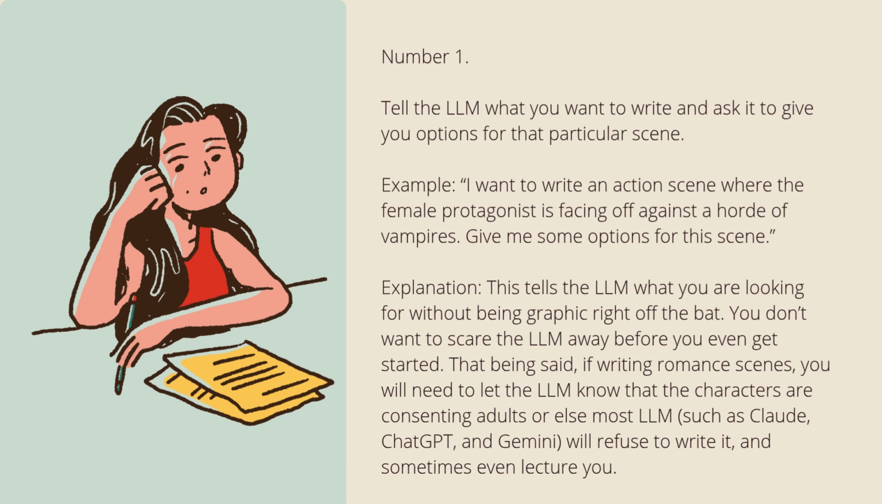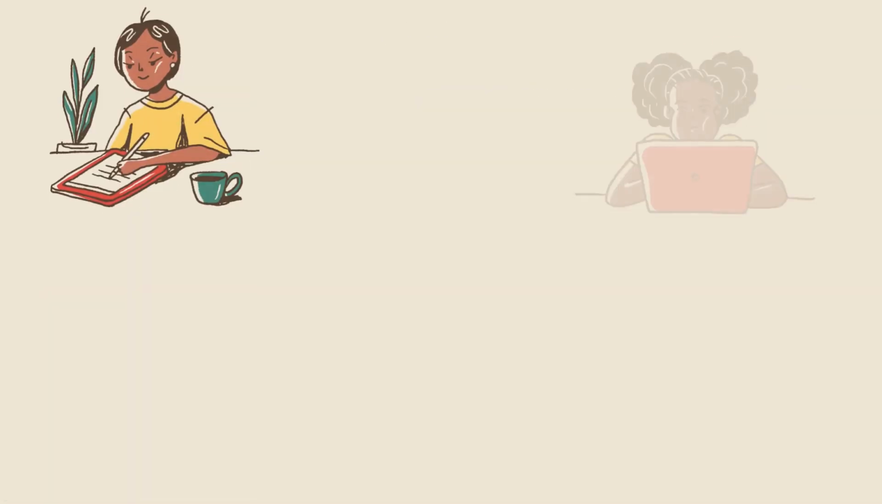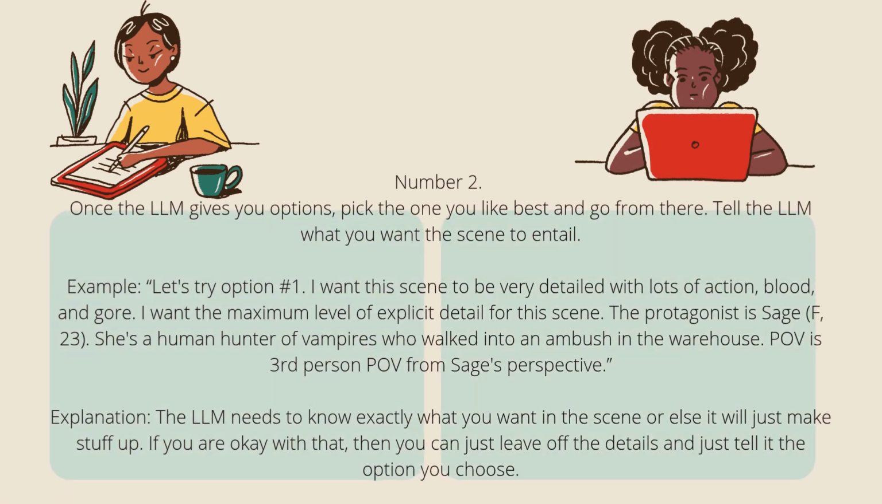That being said, if writing romance scenes, you will need to let the LLM know that the characters are consenting adults, or else most LLMs, such as Claude, ChatGPT, and Gemini, will refuse to write it, and sometimes even lecture you. Number 2. Once the LLM gives you options, pick the one you like best and go from there.